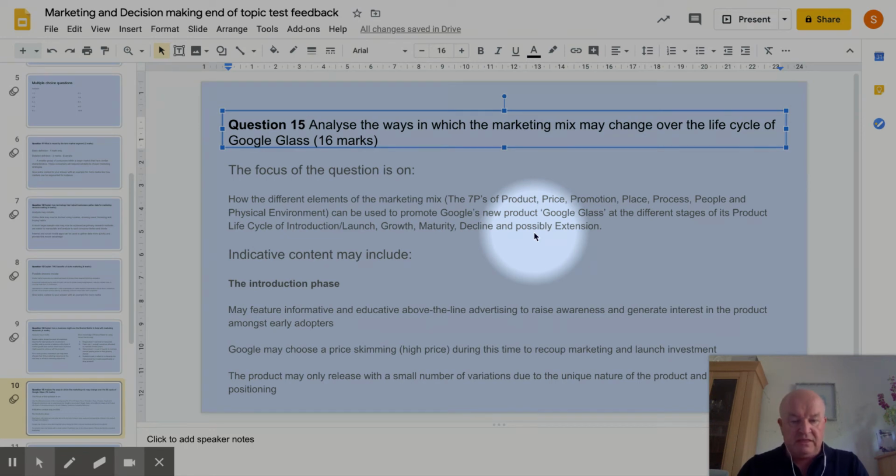So in this case, what we've done is explained the way in which we might look at the introduction phase. So some indicative content showing the introduction phase. And clearly in this instance, Google Glass is a relatively new concept. It was very new when it first came out.